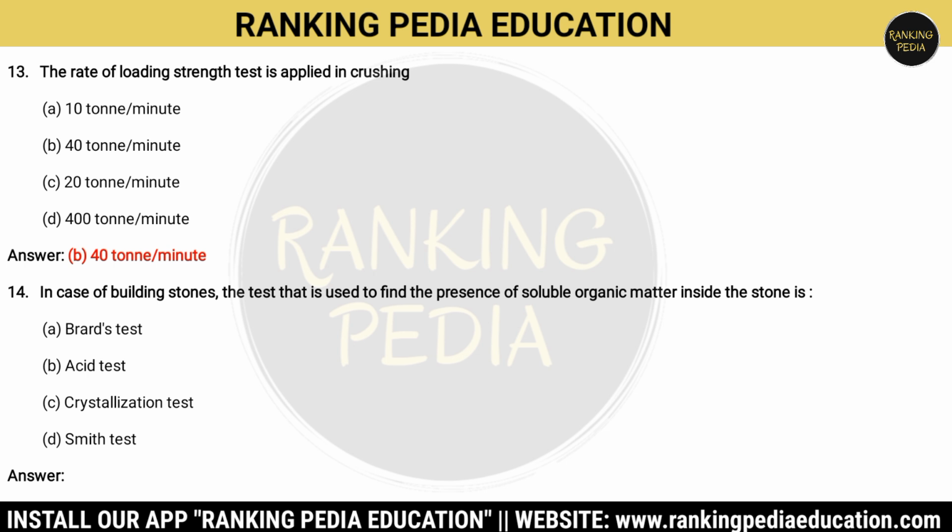Next question: in the case of building stones, the test that is used to find the presence of soluble organic matter inside the stone is. You have to answer. Your options are Brad's test, acid test, crystallization test, or Smith test. So the Smith test is done to find the presence of soluble organic matter inside the stone. Option number D is correct.